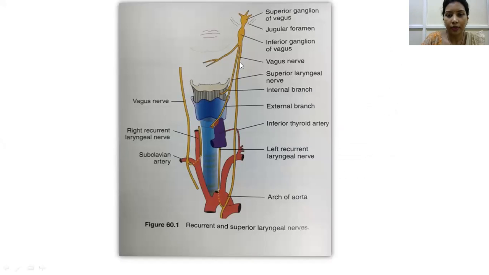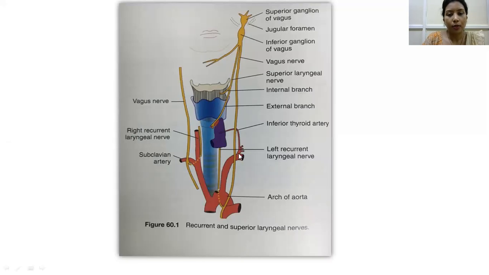Here, initially, we have seen that this is medial to your internal and external carotid arteries. This happens to be a little lateral to the internal carotid artery, and coming lower down, this relation is anterior to your common carotid artery. Once in the thorax, you will notice that the vagus nerve course on the left side is longer than that of the right side.